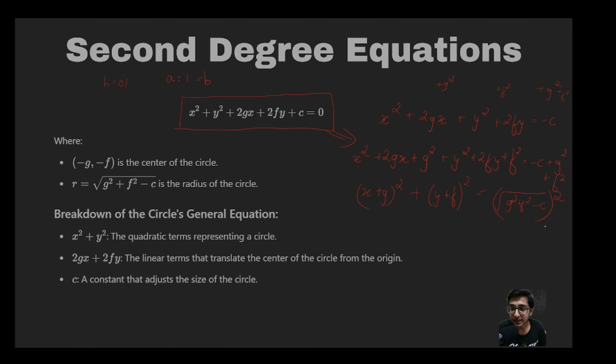So now you can see that this has been transformed into our standard format, which was x minus h whole square plus y minus k whole square is equals to r square. So from here we can say that our radius is equal to root under g square plus f square minus c. That is exactly what has been mentioned here. And our center, again, this can be written as x minus g whole square. So this minus g becomes our h.